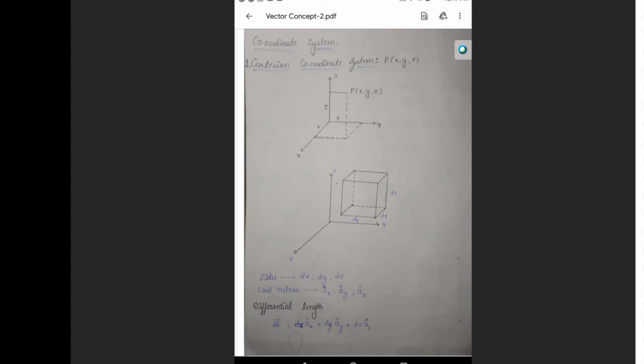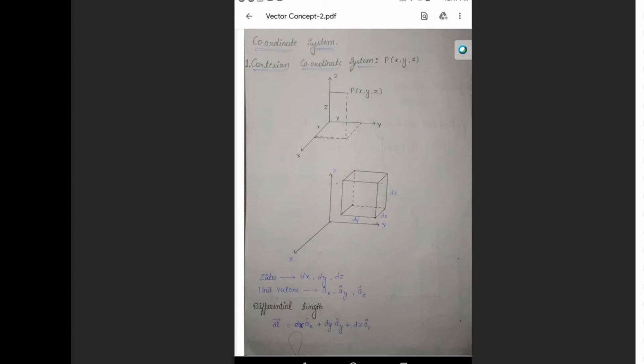Coordinate systems you should learn. In the last class, you studied the vector part. It is continued here. This is needed because in order to explain the remaining concept of the electric field intensity, we should understand this vector concept. First and foremost, what are the three different types of coordinates we are using: Cartesian, cylindrical, and spherical.